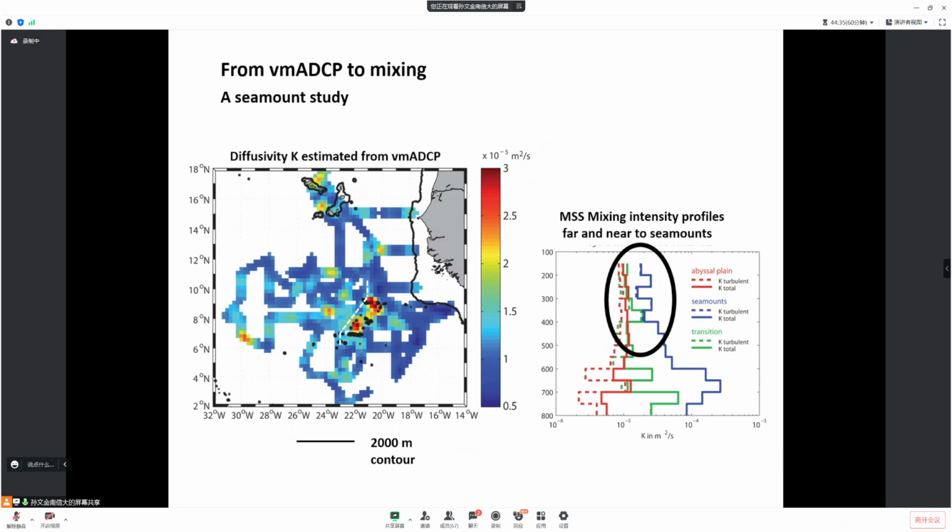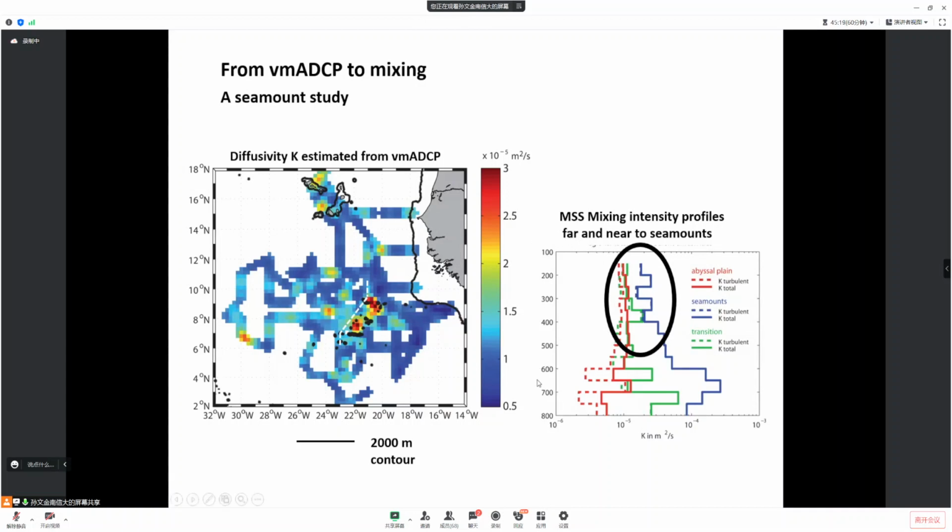And so here is an example. What we did with that is a seamount mixing study. This is West Africa here, the Cape Verdean Islands. And here's a seamount range, which shows in the upper 500 meters enhanced mixing, about a factor of 3 higher than in the abyssal surroundings here. This was only possible due to these ADCP estimates of diapycnal mixing.